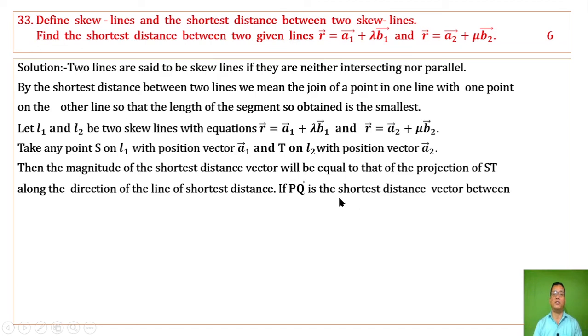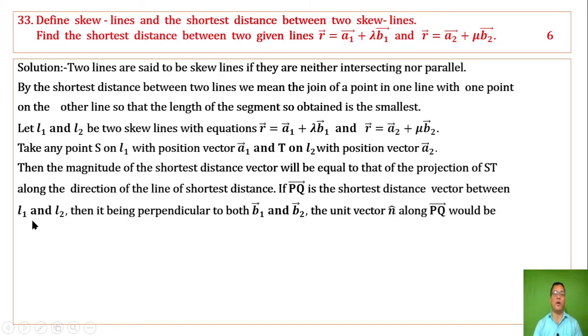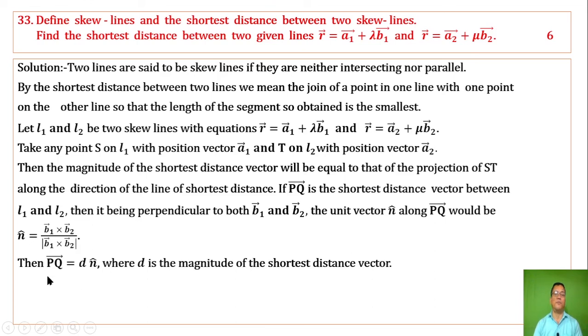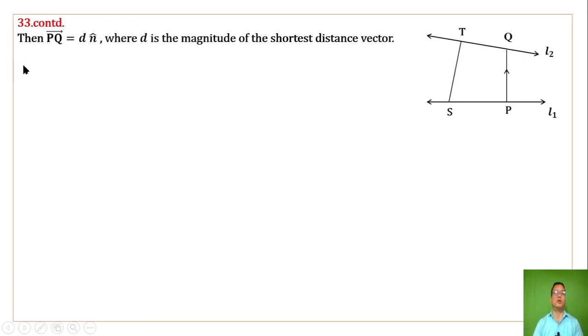If PQ vector is the shortest distance vector between L1 and L2, then it is perpendicular to both B1 and B2. The unit vector n cap along PQ would be n cap equal to B1 cross B2 divided by its magnitude. Then PQ vector is D times n cap, where D is the magnitude of the shortest distance vector.